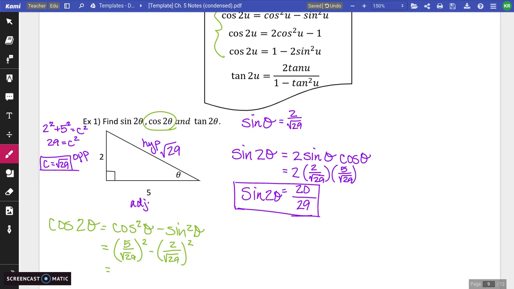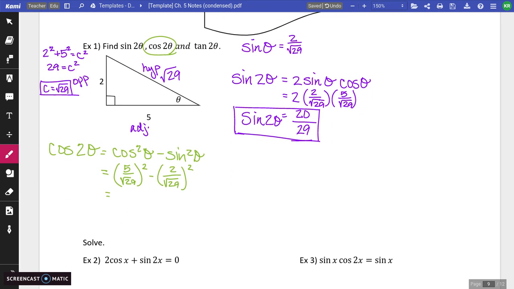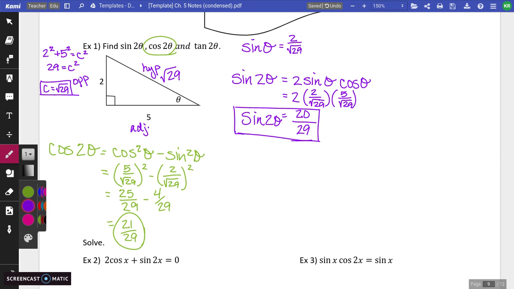Okay, so this becomes 25 29ths minus 4 29ths. And that is 21 29ths. So the cosine of 2 theta is 21 29ths.